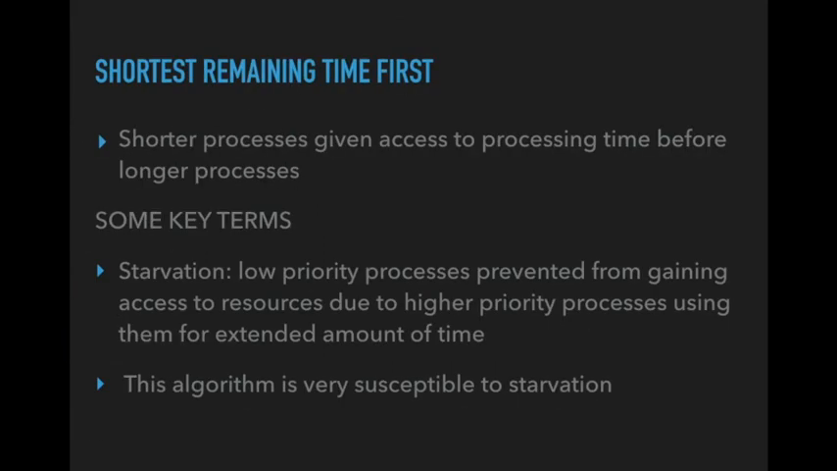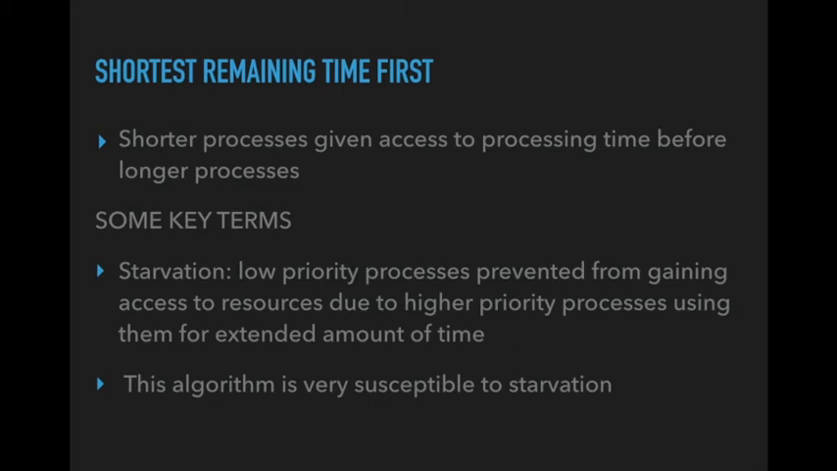So all that is ignored in this first come first serve algorithm, and this is where we move on to the other algorithms, such as this remaining time first algorithm, where processes that take less time to execute are given the processing time first. Before moving on, I'd like to define a few terms. Starvation. Starvation is a situation where a low priority program is not able to access a resource because high priority programs use that resource for an extended amount of time. And in this case, you can imagine the situation where smaller processes keep coming in while a longer process is put on hold for an extended amount of time because it's not able to use the processing time.